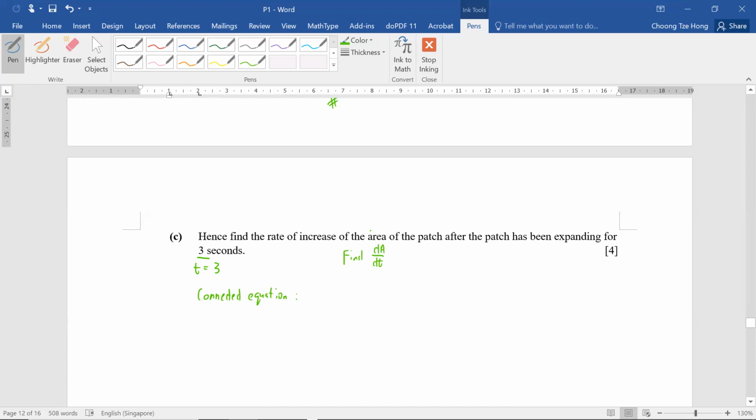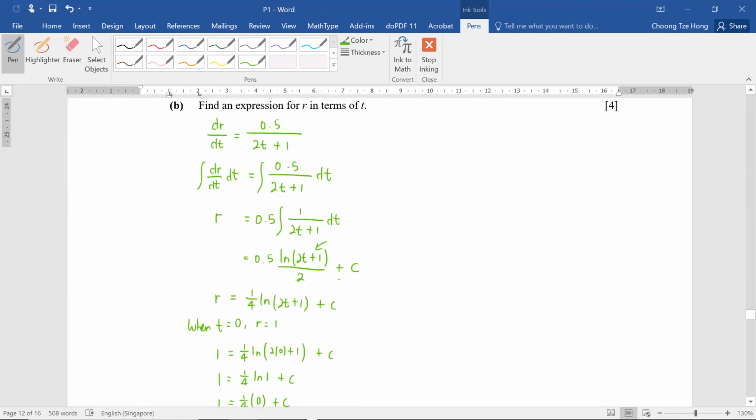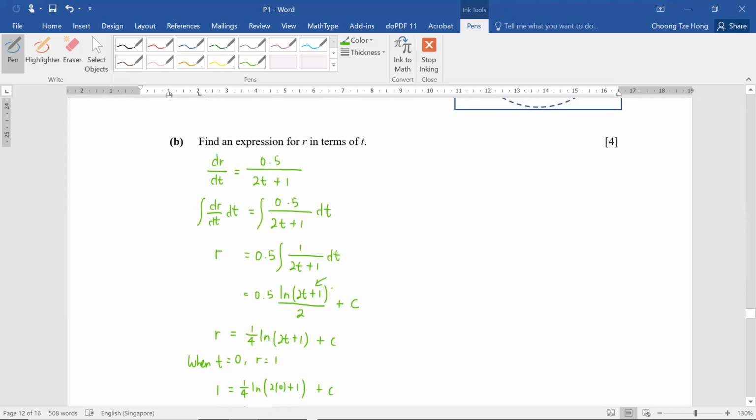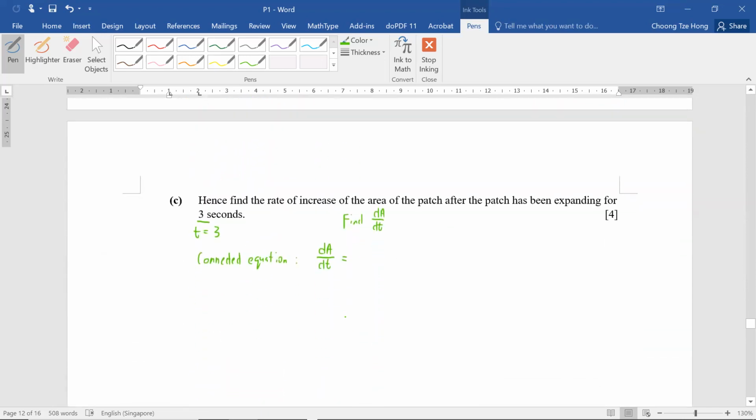Okay, so usually my approach to this kind of question is I will write whatever I need to find on the left side of the connected equation. Then the next thing you need to ask yourself is, so far, what kind of info do we have? Remember we have the dr/dt. So I'm going to use the dr/dt inside the connected equation. Then you need to ask yourself one question: what will you multiply to the dr/dt to get the dA/dt?